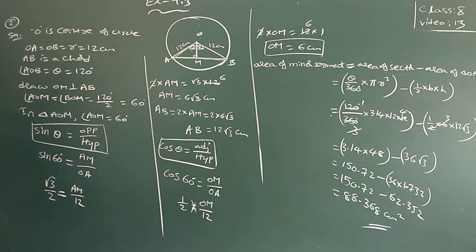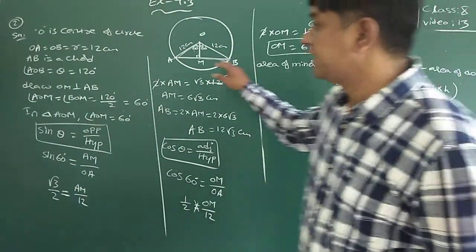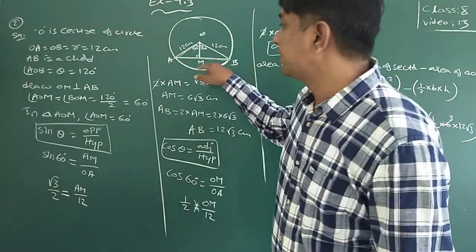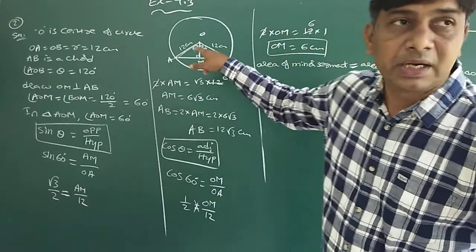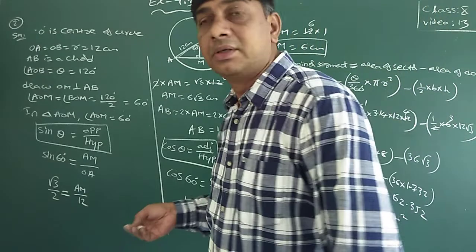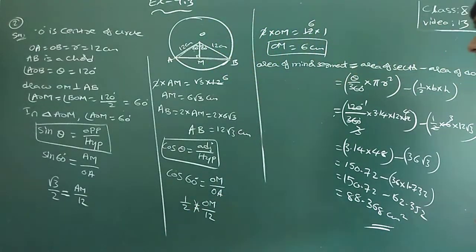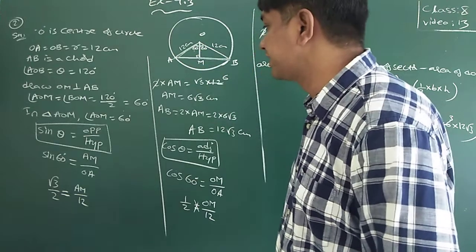O is the center of the circle they have given. OA, OB are radii. AB is a chord, but its length they did not give. So I drew a perpendicular line OM perpendicular to AB. A perpendicular line divides the chord into two equal parts. This 120 degrees is also divided into 60 degrees and 60 degrees.